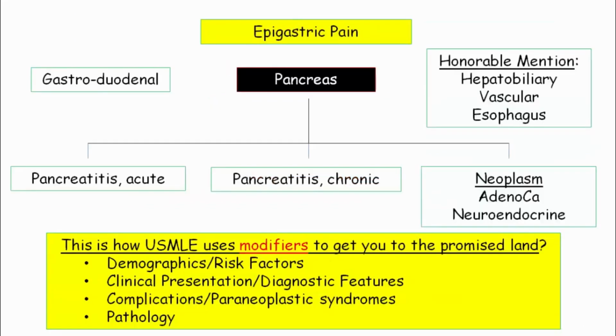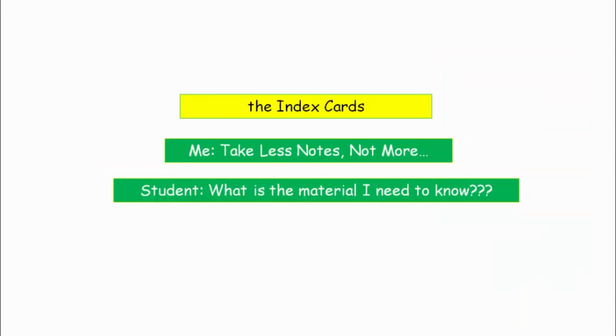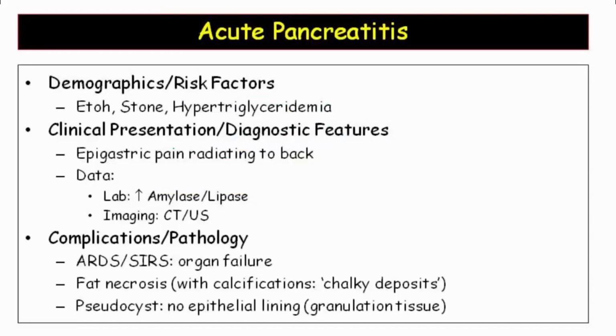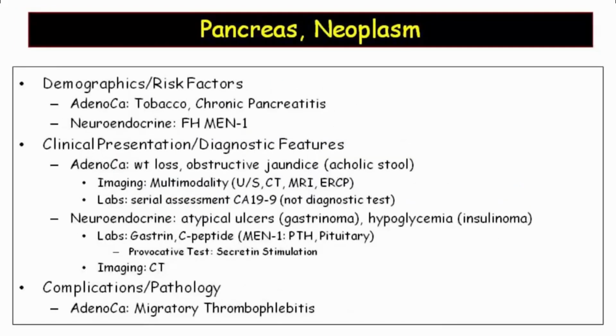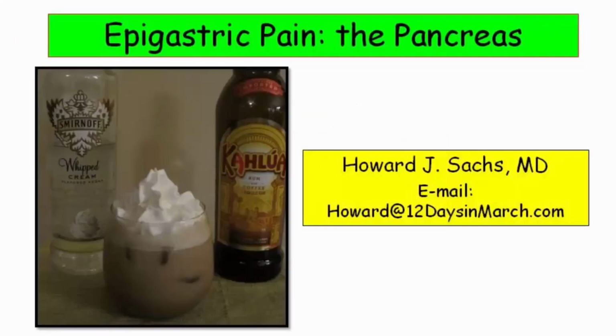And here is a summary slide of our journey through epigastric pain, but hang in there for one more second. I've included index card summaries of the materials just covered. I do encourage students to take less notes, not more, and they always ask the follow-up question: what is the material I need to know? This is summarized on the next 3 slides for your convenience. Here is acute pancreatitis, chronic pancreatitis, and the pancreatic neoplasms. And that concludes our symptom-based review of epigastric pain with a focus on the pancreas.